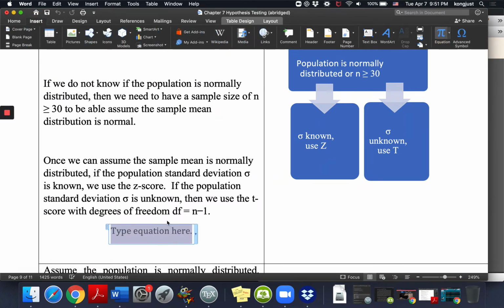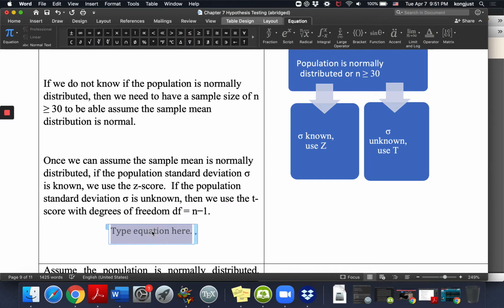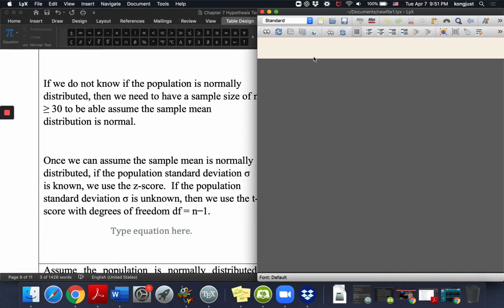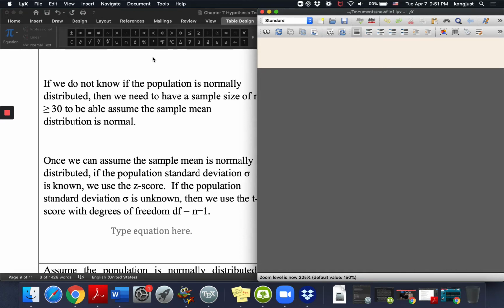So do you remember? Think back with me. Actually, I'm going to do it on the right side. I have a math editor that I like to use when I'm trying to write things quickly. So this one is called Lix. I'm going to write my math on this side.